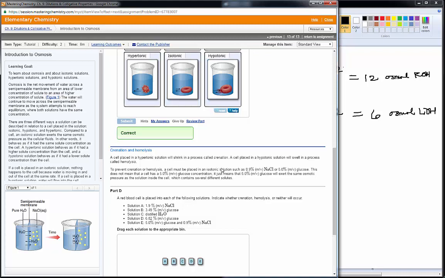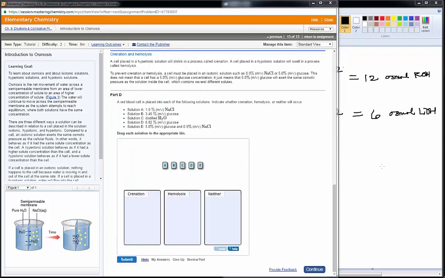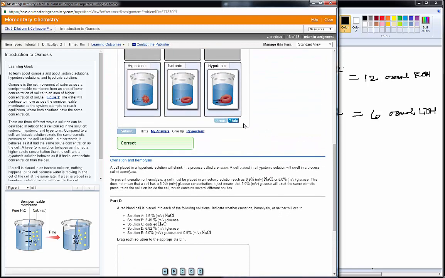So in order to prevent that, you have to have an isotonic solution. So you're looking at 0.9% mass per volume of sodium chloride or 5% glucose mass per volume. What we're looking at for this particular problem is that we want to compare the concentration of the solution to the concentration of the isotonic solution, because as we just noted, if the concentration of the solution is higher than that of the cell, that's hypertonic, and I'm going to get crenation. So any of these concentrations that are higher than 0.9% for sodium chloride or 5% for glucose is going to do hypertonic crenation.